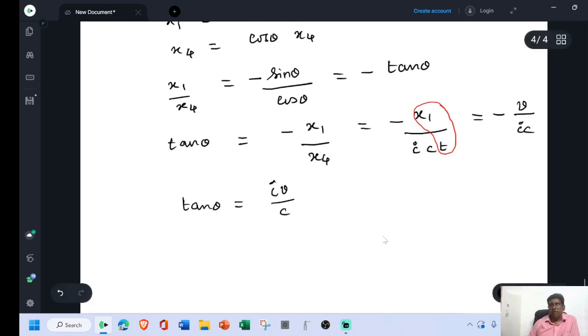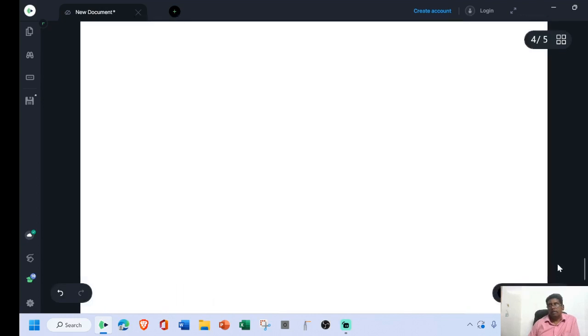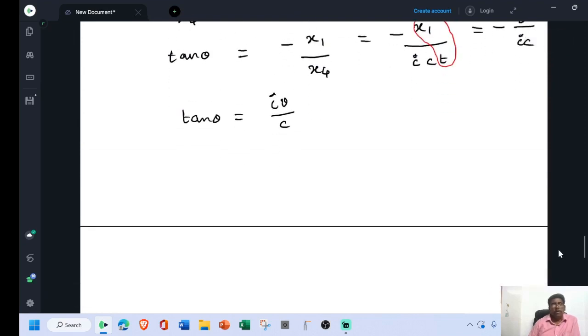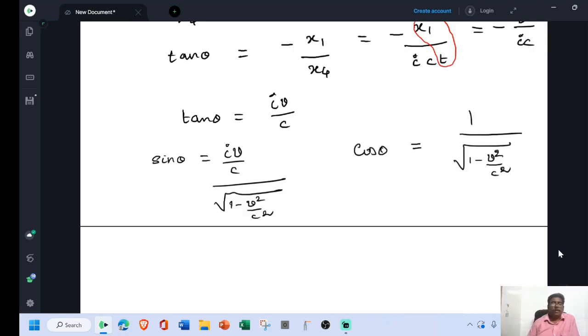Now, from this we can write sin theta equal to iv by c whole divided by root of 1 minus v square by c square. Then cos theta equal to 1 divided by root of 1 minus v square by c square. If you want to find tan theta, sin theta by cos theta is tan theta. Sin theta is iv by c divided by root of 1 minus v square by c square, divided by cos theta, that means into root of 1 minus v square by c square. Then we can get tan theta equal to iv by c.